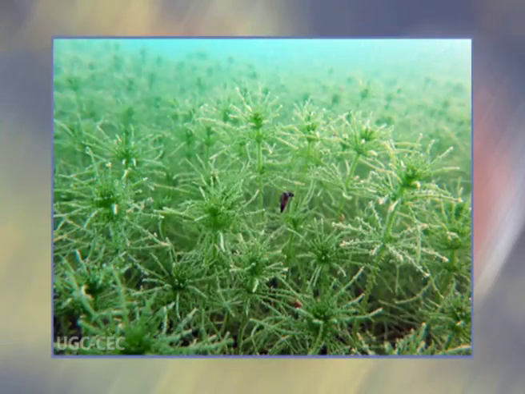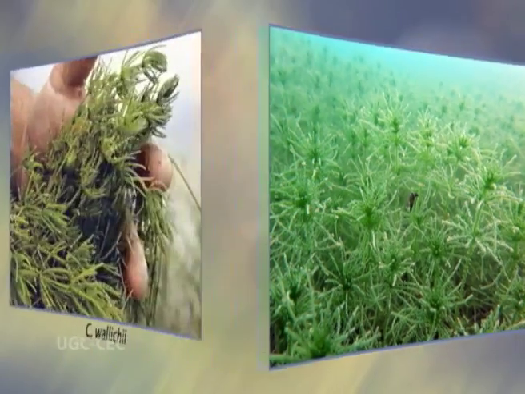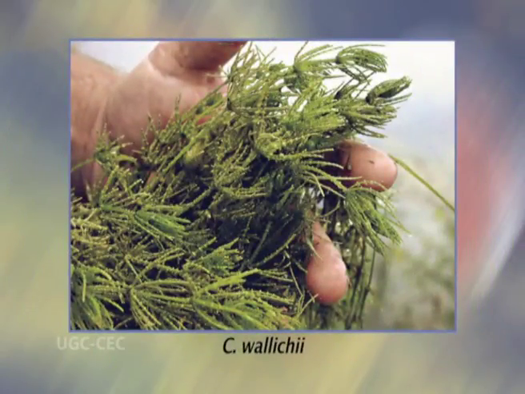Most of the Chara species are homothallic. That is, the male and female sex organs are borne on the same nodes, for example, Chara zeylanica. Some species, for example, Chara wallichii, are heterothallic. That is, male and female sex organs are borne on different plants.